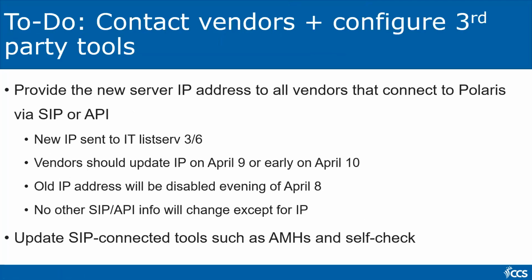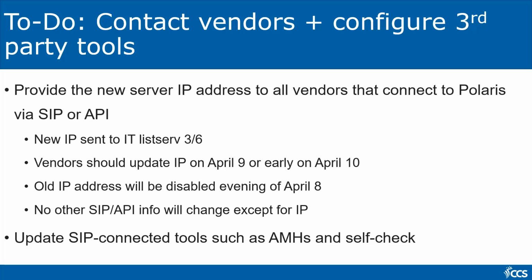All right, so there are a few things that we are asking libraries to do to prepare for the production server migration. And the first one is to provide the new server IP address to all of your vendors that connect to Polaris via SIP or API. We sent out the new IP address for the new production server on March 6th to the IT listserv. So your vendor should update their IP address on April 9th or early on April 10th to ensure minimal disruption for your patrons. Our old production server IP address will be disabled on the evening of April 8th.